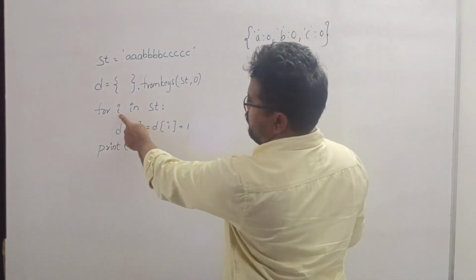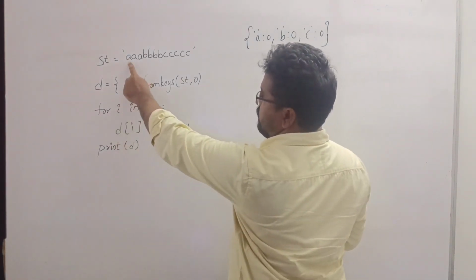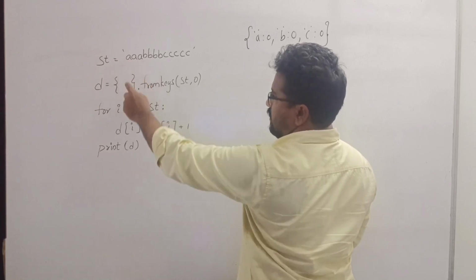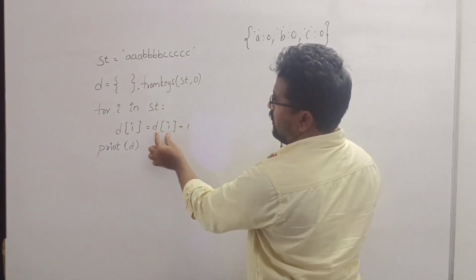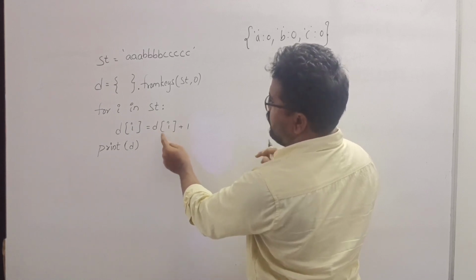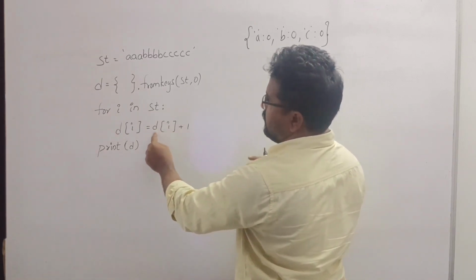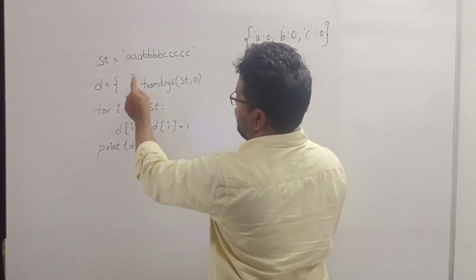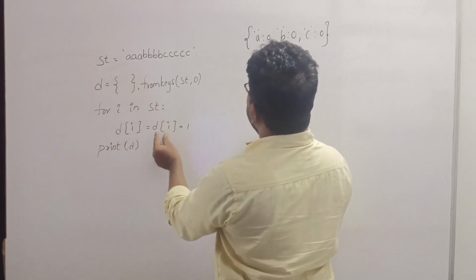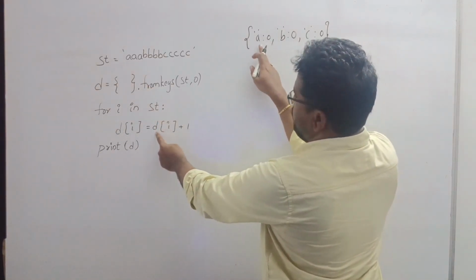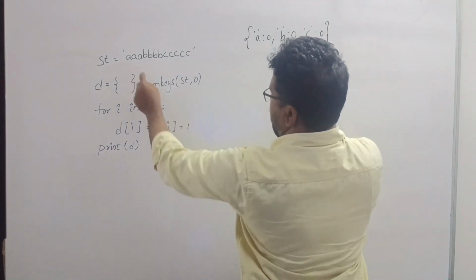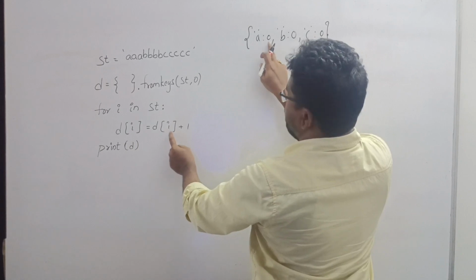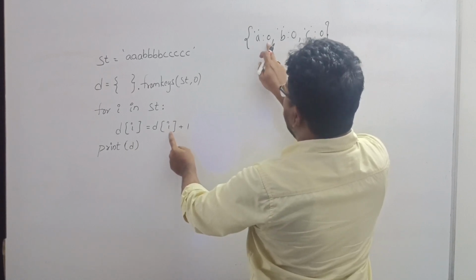That means the first time, what is the value of i? The first A. Now D of i means what here? In the dictionary, i means A. What is the dictionary right now? This is the dictionary. In the dictionary, i means A. Already what is the A value? 0. That 0 is increased by 1.